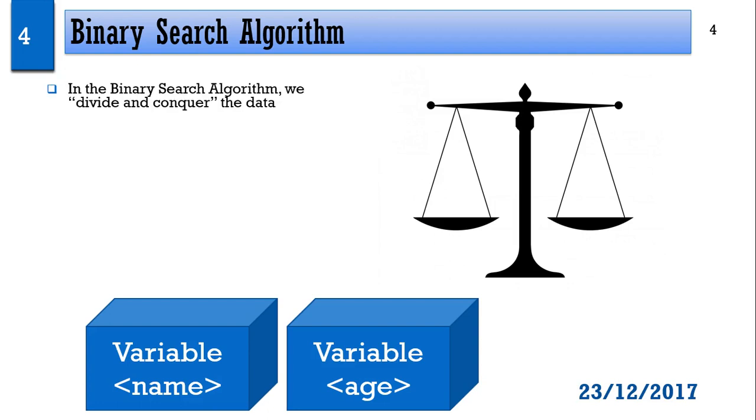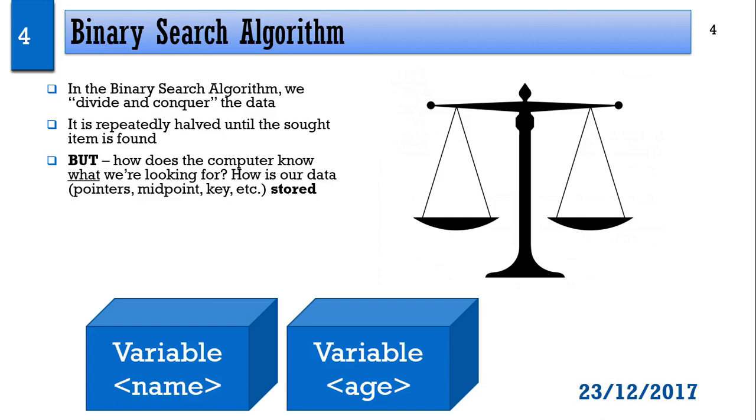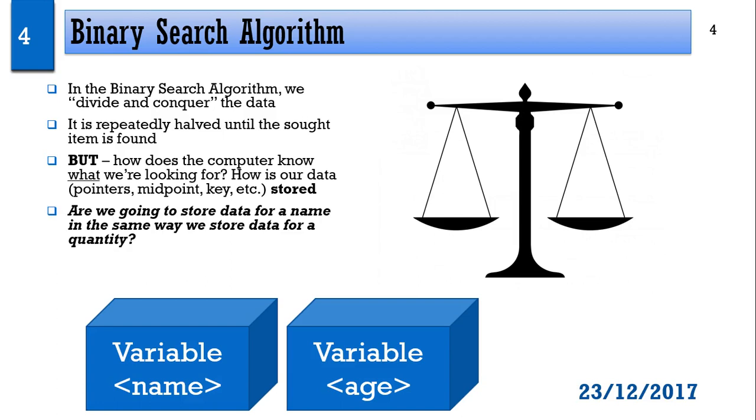Jumping into it, we have the example of a binary search algorithm from the last unit. In the binary search algorithm, we divide and conquer the data, splitting it in half repeatedly until we find what we're looking for. But how does the computer know what we're looking for? How is data, such as the pointers, the midpoint, and what we're looking for, stored? We also need to think: are we going to store data for a name in the same way that we store data for a quantity?